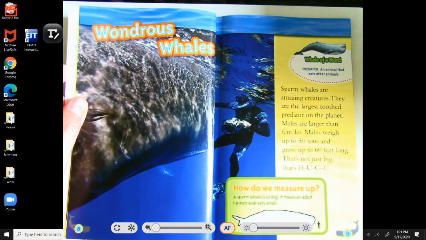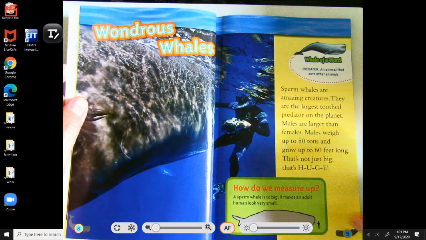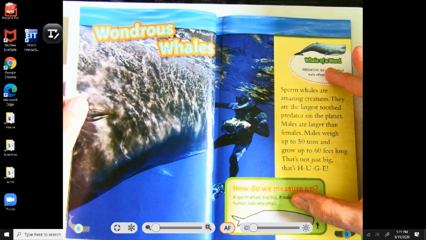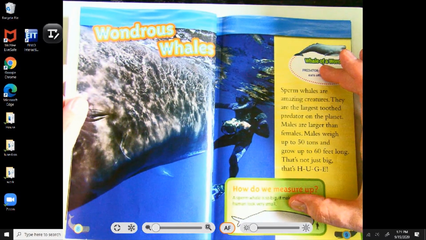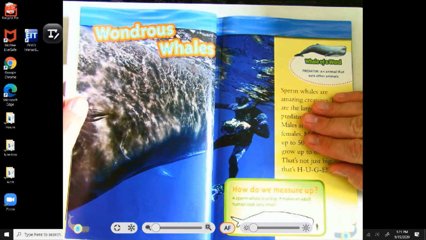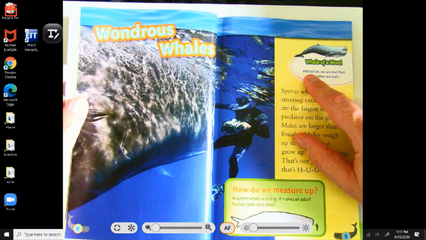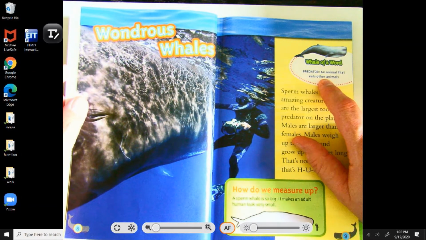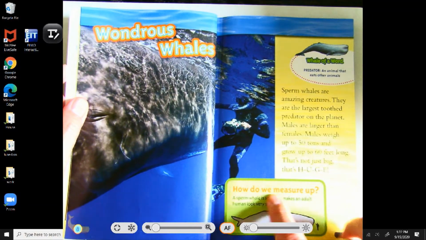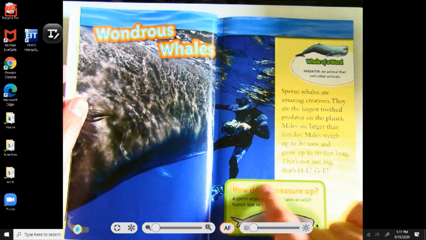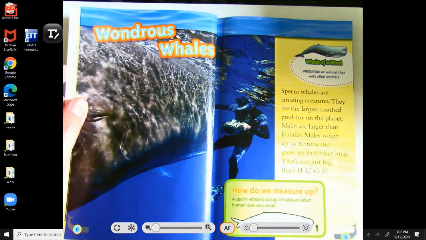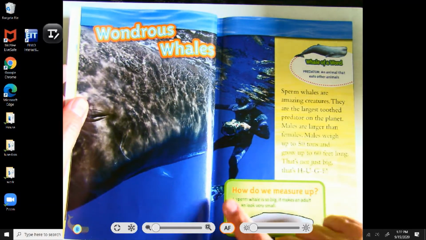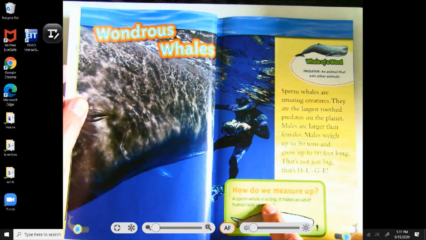Chapter 2, Wondrous Whales. Scholars, I see two more text features, right? Those inserts that are extra information, giving you further detail that complements the main text. So we have another whale of a word, predator, an animal that eats other animals. And then here, this text feature is just giving us an extra fact, kind of like a fun fact box. How do we measure up? A sperm whale is so big, it makes an adult human look very small.